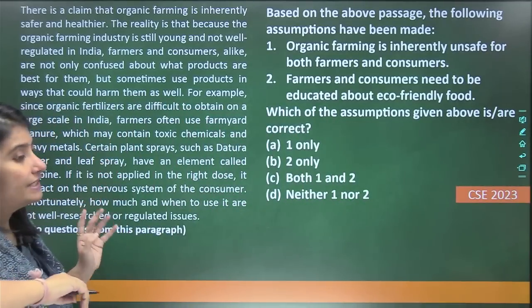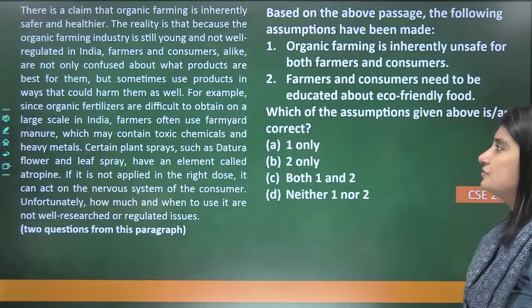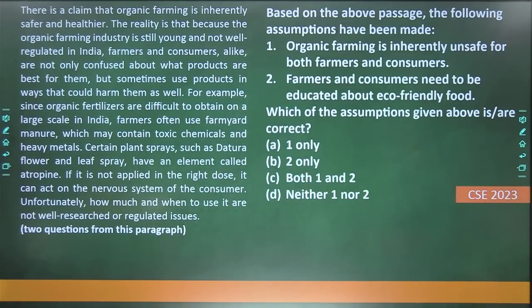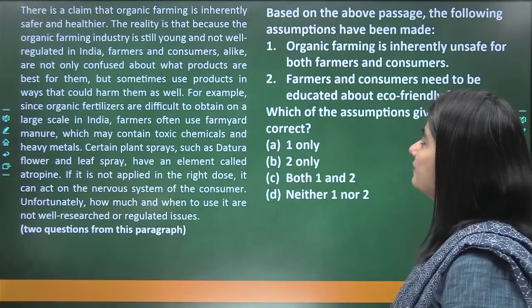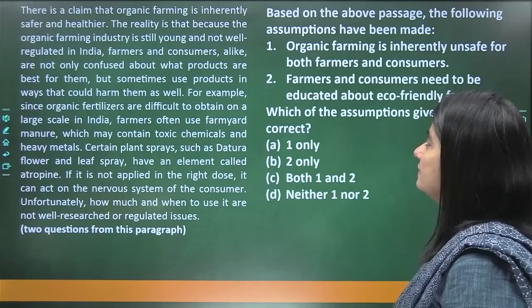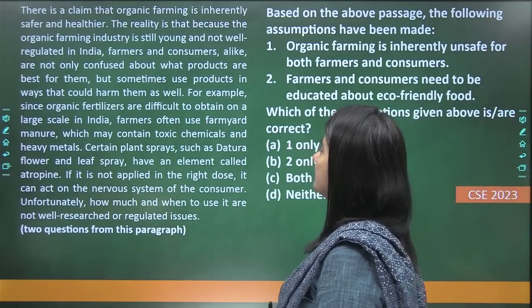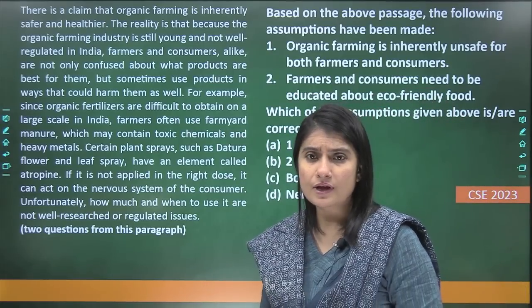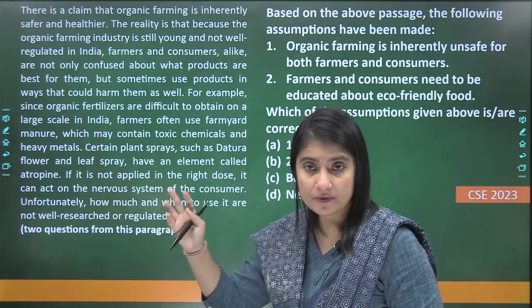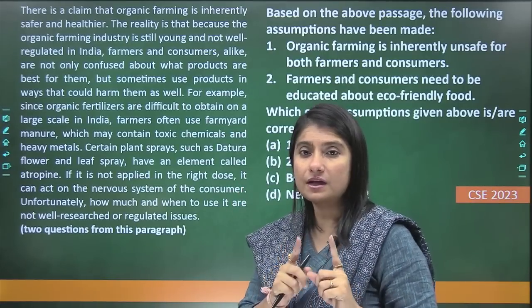I will read with you. I'll stand on the other side so that you can read the passage with me. This is a 2023 PYQ, as you can see here, and that's what we are trying to read. There is a claim that organic farming is inherently safe and healthier. The reality is that because the organic farming industry is still young and not well regulated in India, farmers and consumers alike are now confused. Since you think you don't have time, you're going to rush through the passage without putting anything in your mind. So here the first lesson comes up.